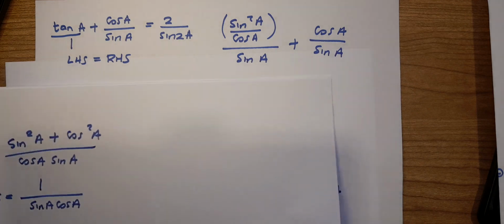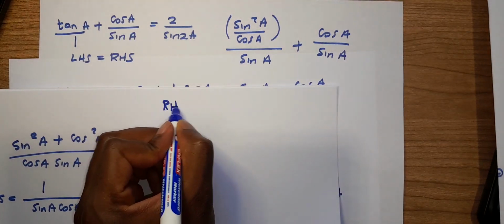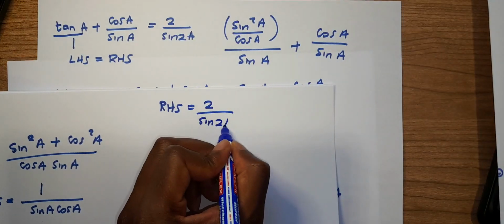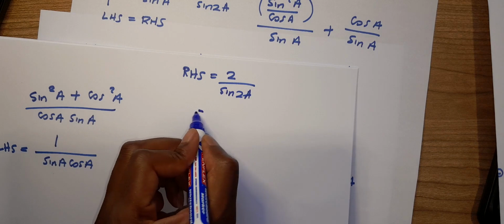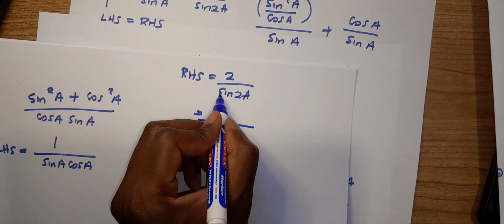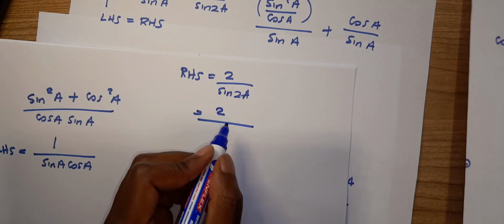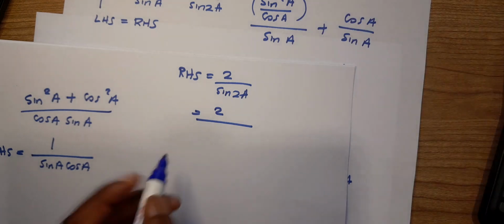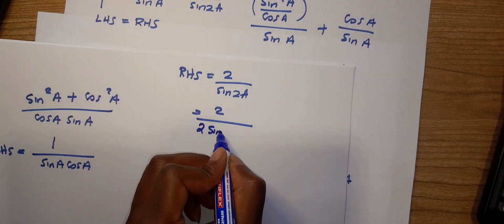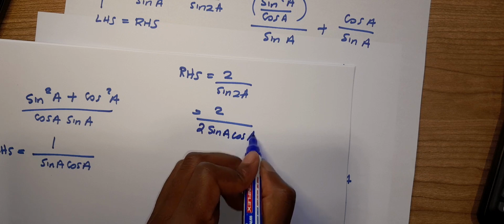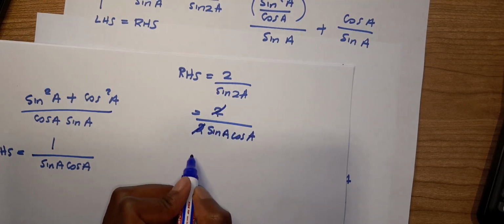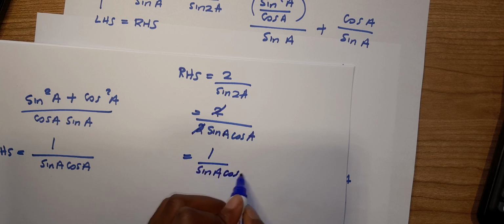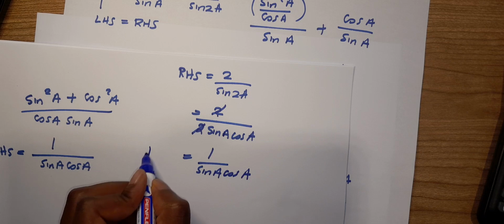Now, let's actually take the right-hand side. If you take the right-hand side, that equals 2 divided by the sine of 2A, right? You can actually expand this. You're going to have 2 divided by the sine of 2A. You remember that we said that the sine of 2 theta equals 2 sine theta cos theta, so it equals 2 sine A cos A. So the 2 and the 2 will cancel out, right? We will have 1 over the sine of A, the cos of A. And this is the right-hand side.